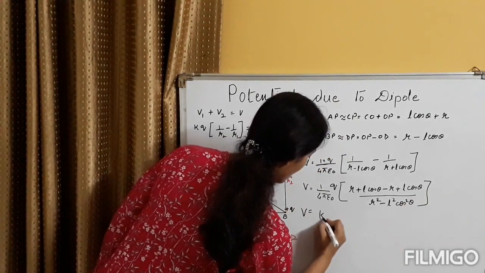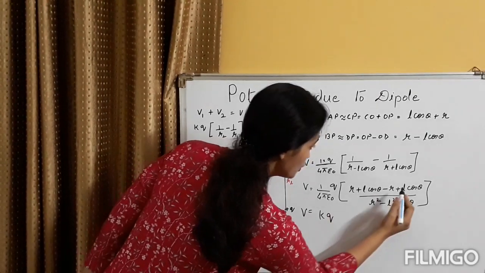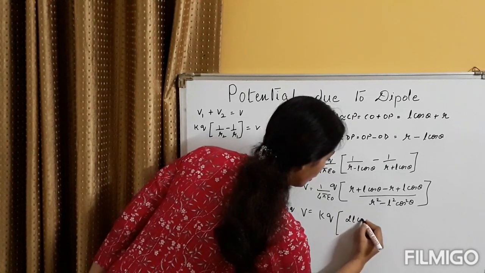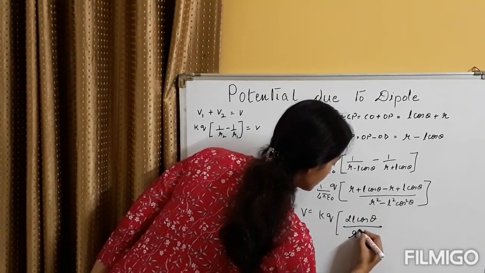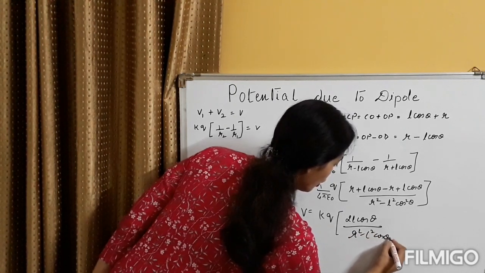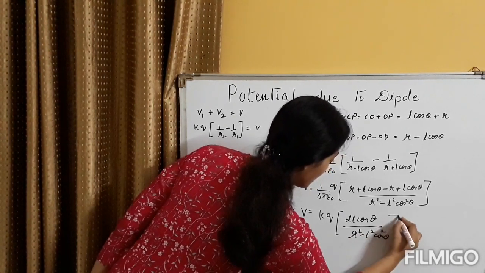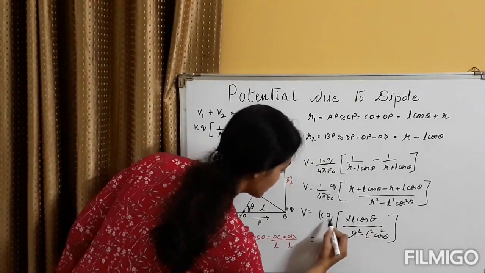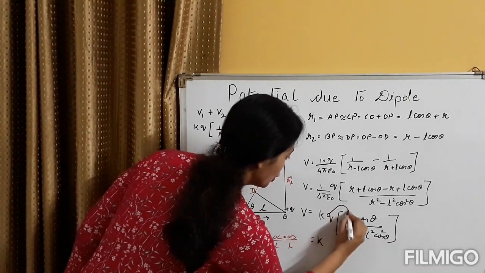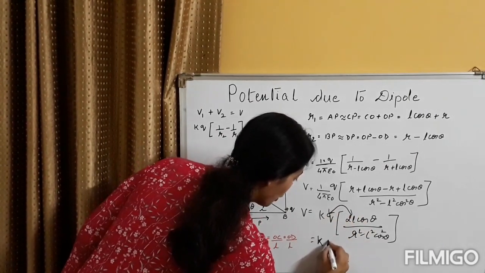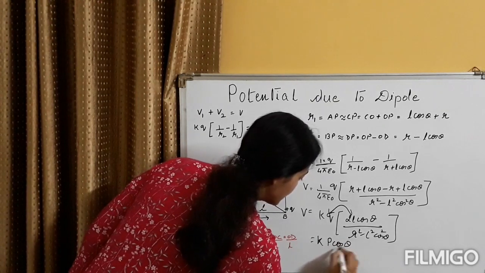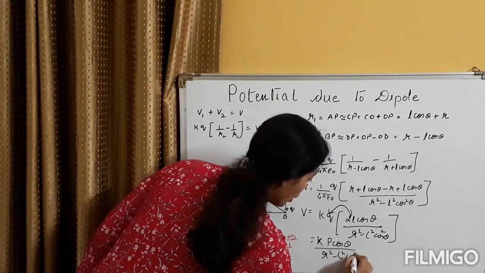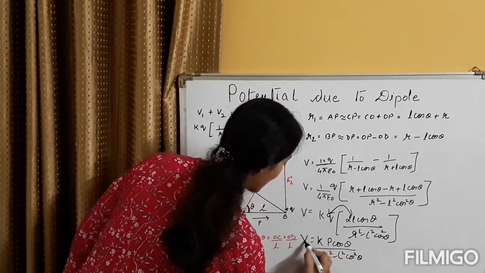Simplifying, K, Q. So what are we getting? R gets cancelled. We get 2L cos theta upon R square minus L square cos square theta. Okay, so we have come to this conclusion. Last step, what is it? K, can we write Q into 2L? What is this? Dipole moment P cos theta upon R square minus L square cos square theta. This is the value of V.